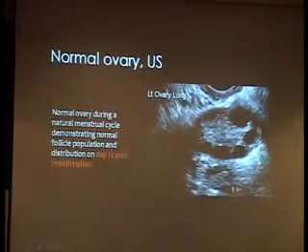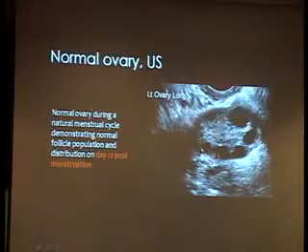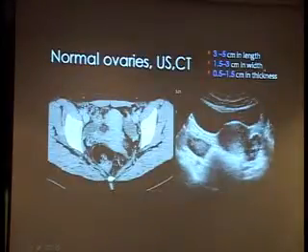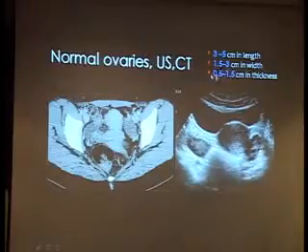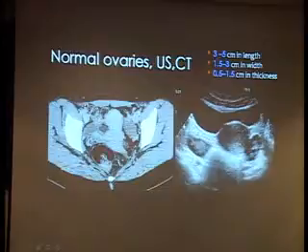This is the appearance of the normal ovary by ultrasound, and the normal ovary contains follicular cysts, and the cysts are usually of different sizes, and this is the regular or the normal size of the ovary, 3 to 5 centimeter in length, 1.5 to 3 centimeter in width, and 0.5 to 1.5 in thickness.